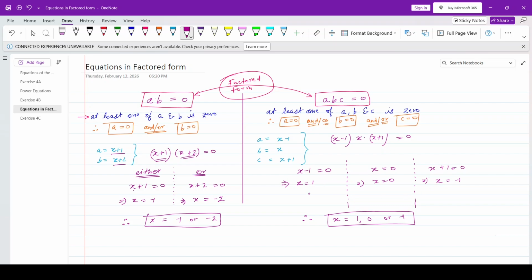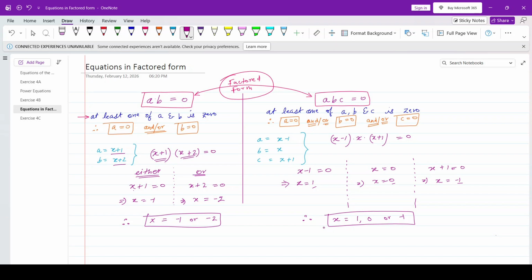So for each situation, we'll calculate the value of x. From here, we get x is equal to 1. From here, we get x is equal to 0. And from here, we get x is equal to negative 1. Therefore, x is equal to 1 or 0 or negative 1. So this is the solution.